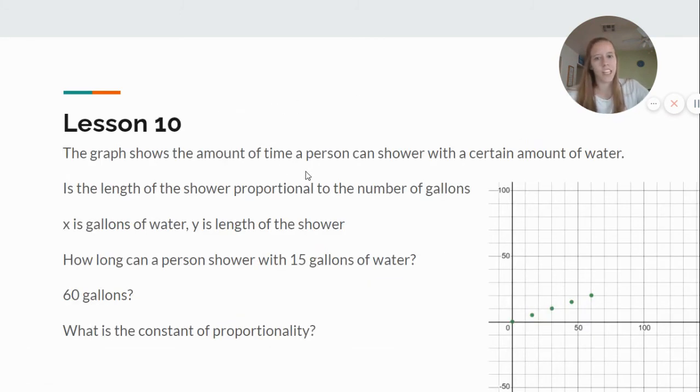Last one we just did yesterday. You might remember this problem. So go ahead and complete the problem and then hit play when you're ready to see the answer.